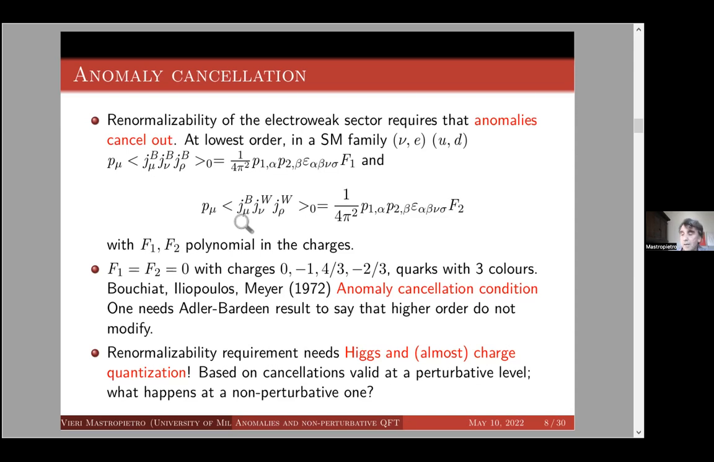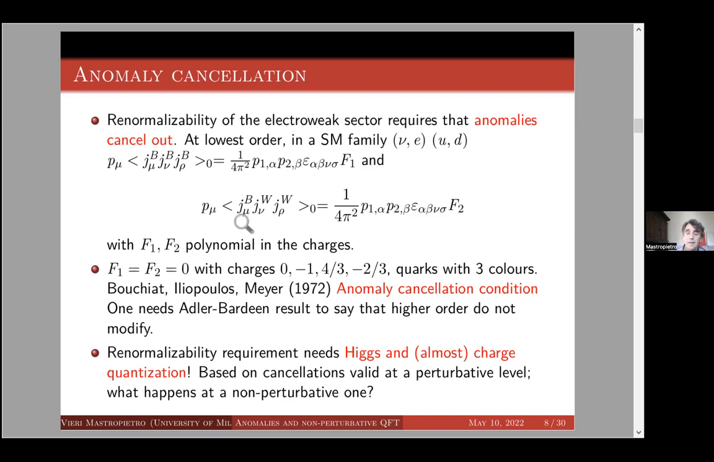Then you need this anomaly cancellation, but you need the anomaly non-renormalization. But the non-renormalization is true, if you ensue, based on very complicated cancellations, which are broken, for instance, by the lattice. So are we sure that renormalizability survives at a non-perturbative level? On the other hand, we need that to get to exponentially high energies.